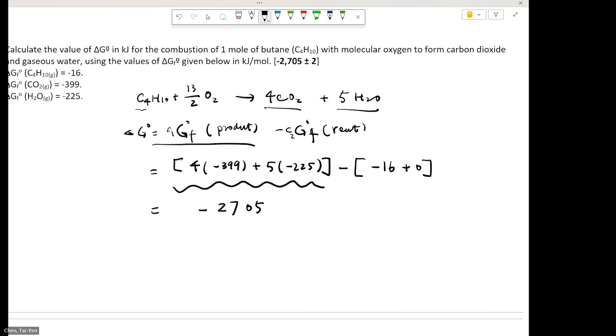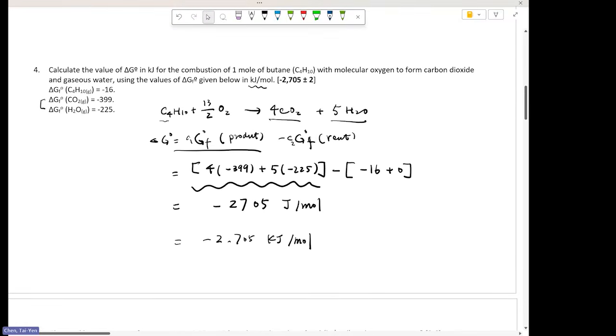Negative 2705. This will have units of joules per mole. But the question wants the answer in kilojoules, so it will be negative 2.705 kilojoules per mole. That's how you solve question number 4.